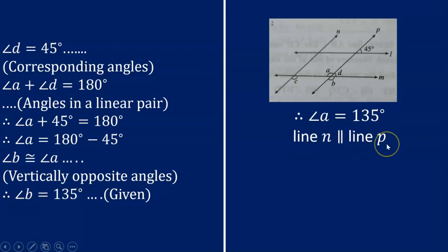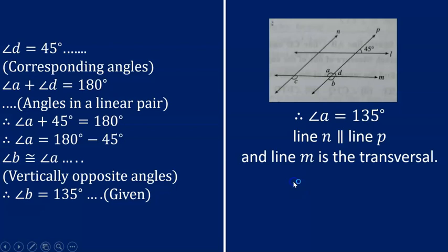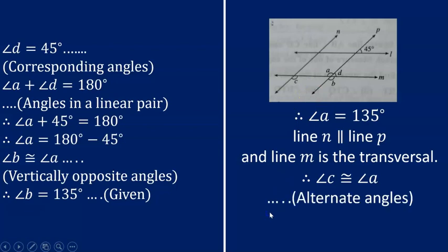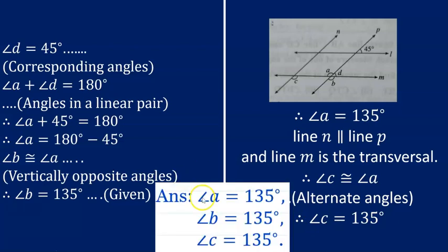Line N is parallel to line P. Next, M is their transversal. The measure of angle C and the measure of angle A are alternate angles. The measure of angle C is equal to 135. And in this way, all the measures of angles A, B, C are 135 degrees.